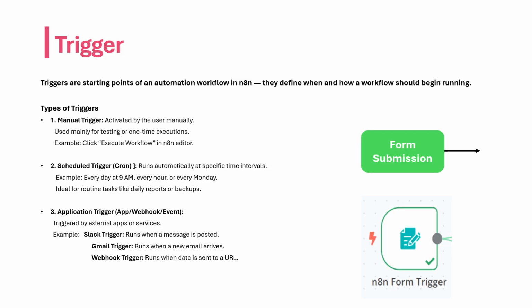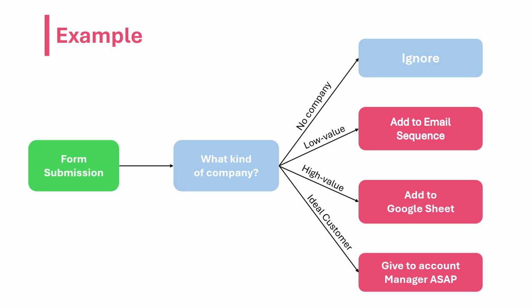So let's begin. First is trigger. Triggers are starting points of an automation workflow in n8n. They define when and how a workflow should begin running. So basically, in the previous example, the form submission is our trigger. If a user fills a form, for example a feedback form or any school or college registration form for an event or sports tournament, when the user submits the form, then the form submission is our trigger. Then our workflow will start, and then it will move to other criteria for checking.